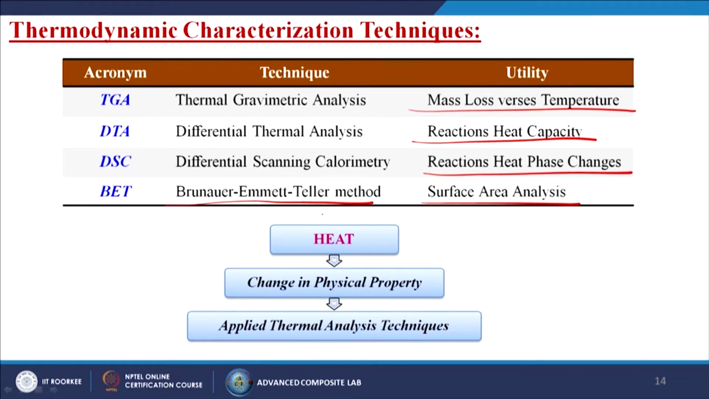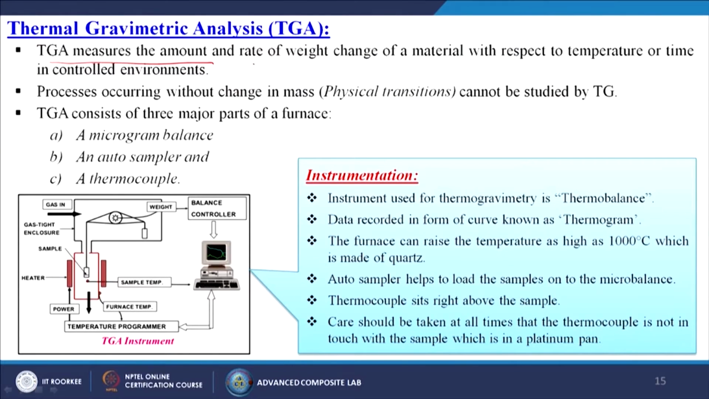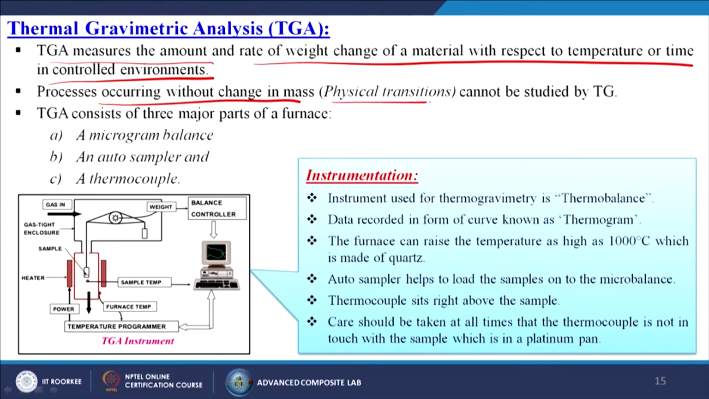So, how are we doing this? We give heat to the samples, then observe the change in physical property, and apply thermal analysis techniques. First, we are going to do thermogravimetric analysis, or TGA. Sometimes it is also called thermal gravimetric analysis. TGA measures the amount and rate of weight change of a material with respect to temperature or time in controlled environments. Processes occurring without change in mass, such as physical transitions, cannot be studied by TG.